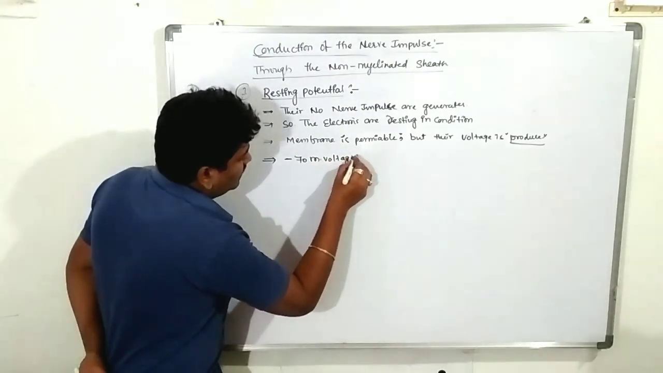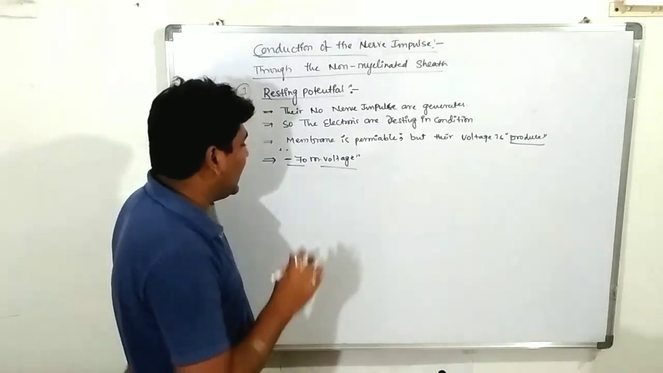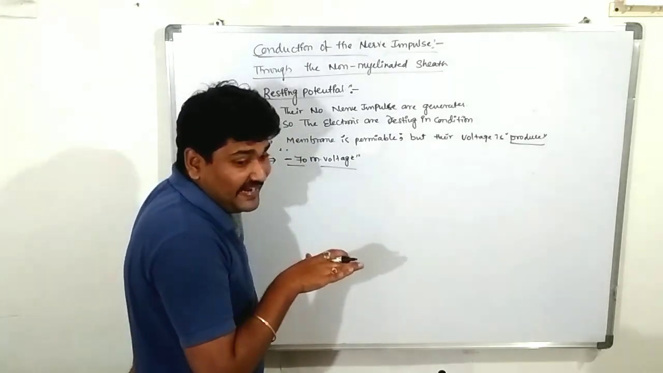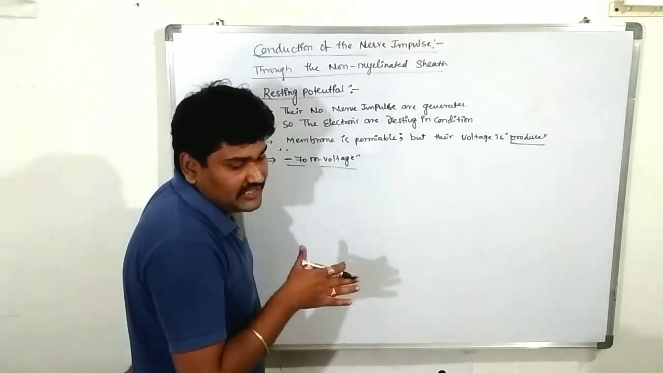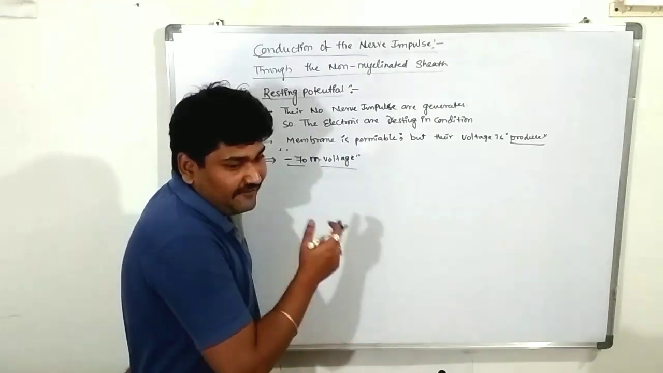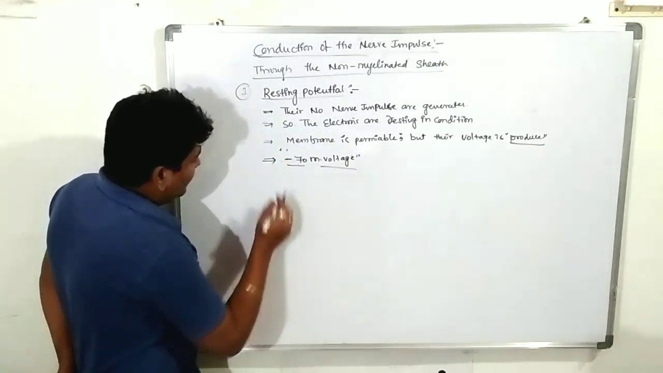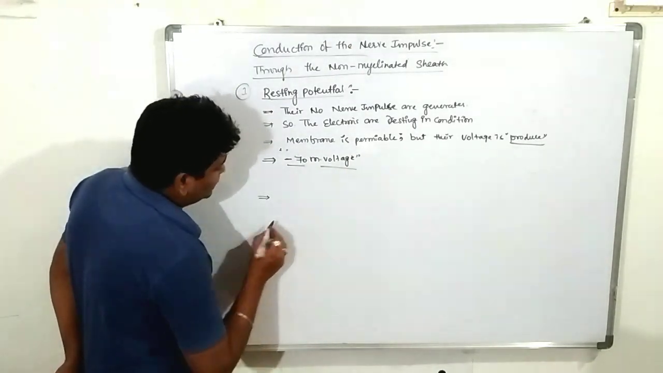Very important. The nerve is always in resting condition at approximately minus 70 millivolts, and there is never any exchange of the ions. Clear. Now let's see the diagram of the resting potential.